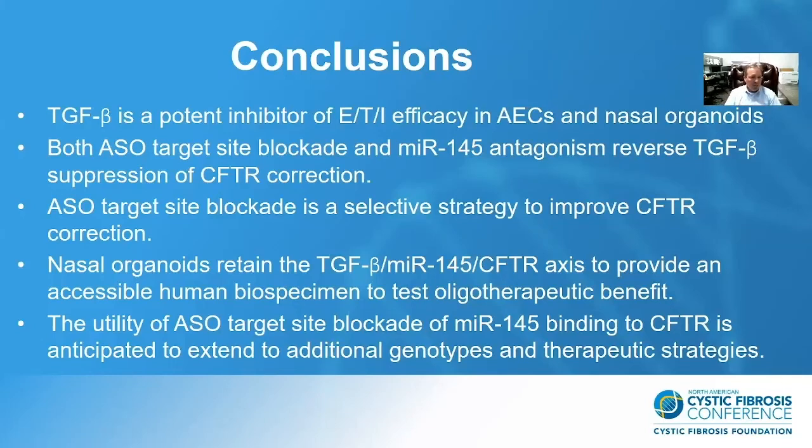Three, ASO target site blockade is a selective strategy to improve CFTR correction. So it's as effective as the antagonist, but it's much more selective, and so is a preferred approach. Four, nasal organoids retain this TGF-beta miR-145 CFTR axis to provide an accessible human biospecimen to test this oligotherapeutic benefit. And this may be important for low responders to traditional ETI therapy.